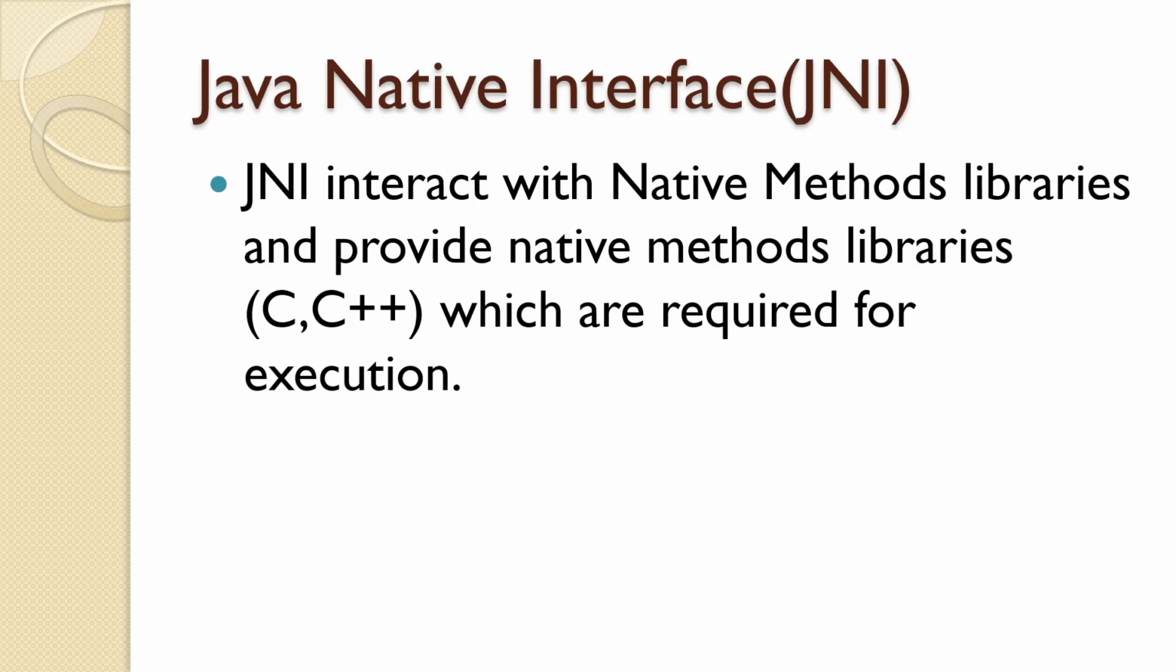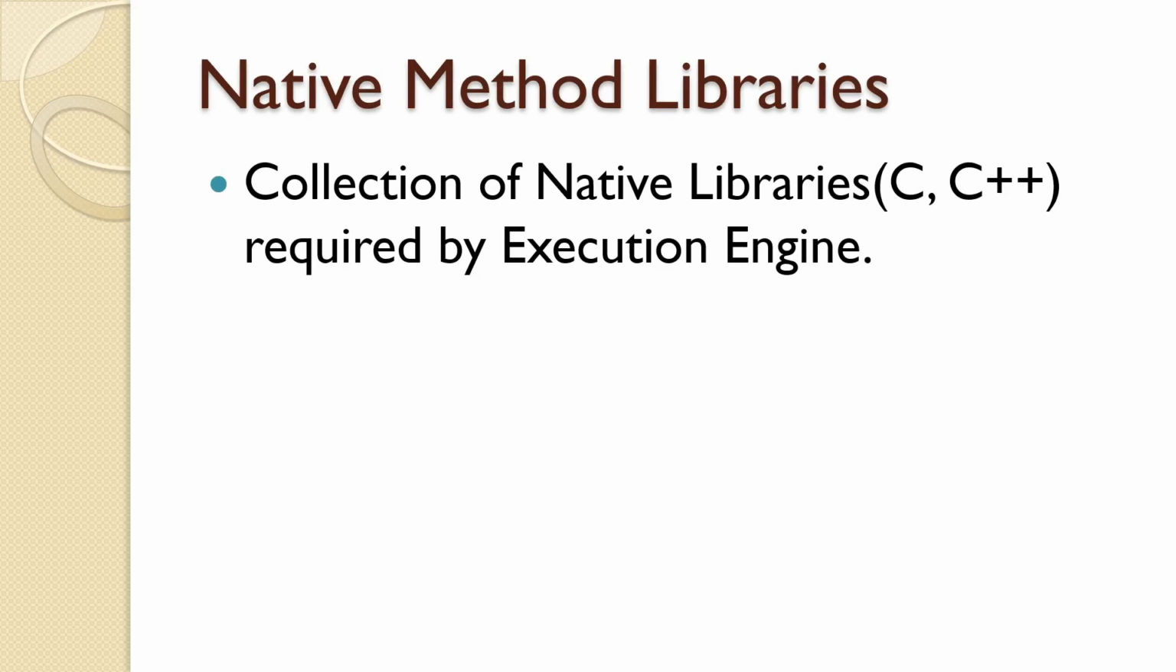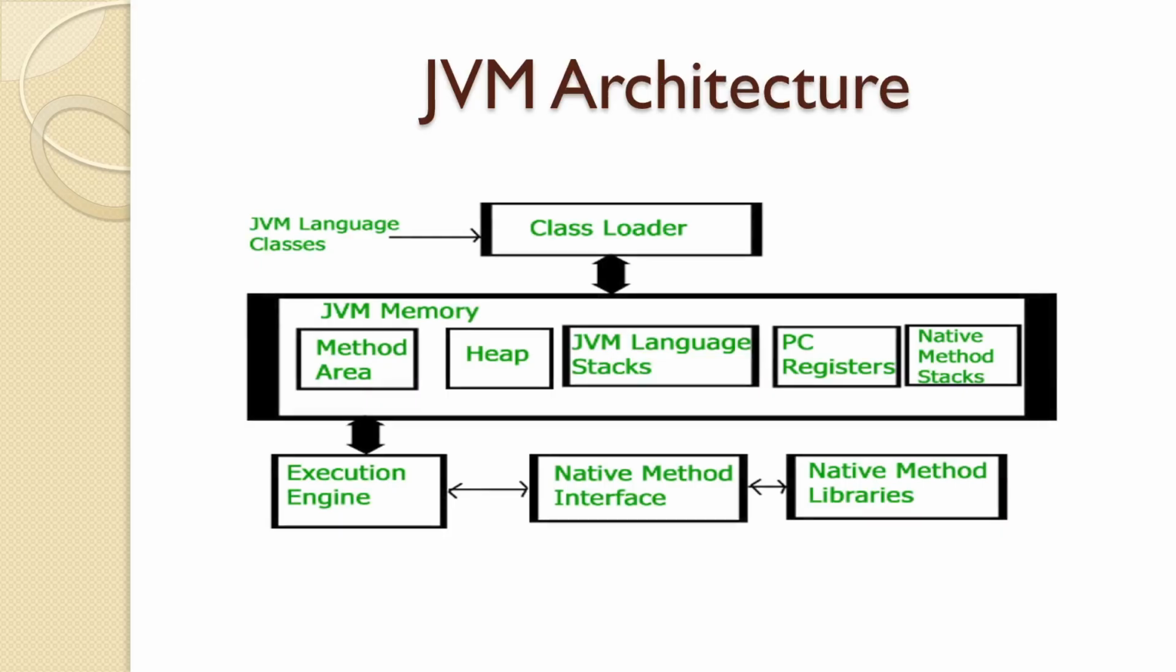Now let's see what native method libraries are. The collection of native libraries, C, C++, required by the execution engine. So whenever we have some dependencies on C and C++, at that time we will be including those libraries into our application. In that case, if Java finds any native libraries, then those will be held under the native method libraries. So that's all about the JVM architecture.